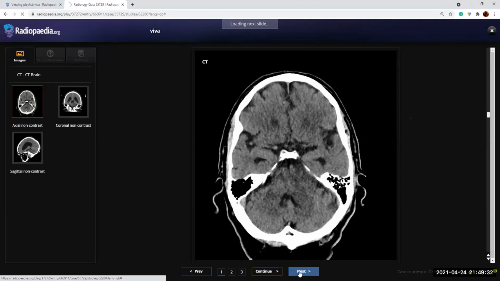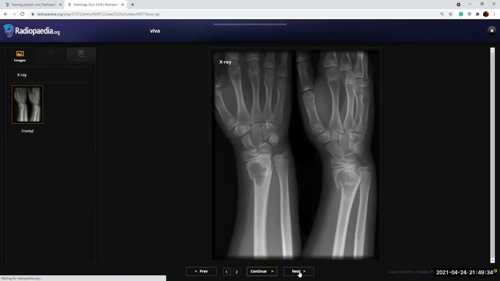Coming to the next case, you mentioned it was subarticular. It is metaphyseal. It's not subarticular. Yes, you're right. Okay. So otherwise it was fine.